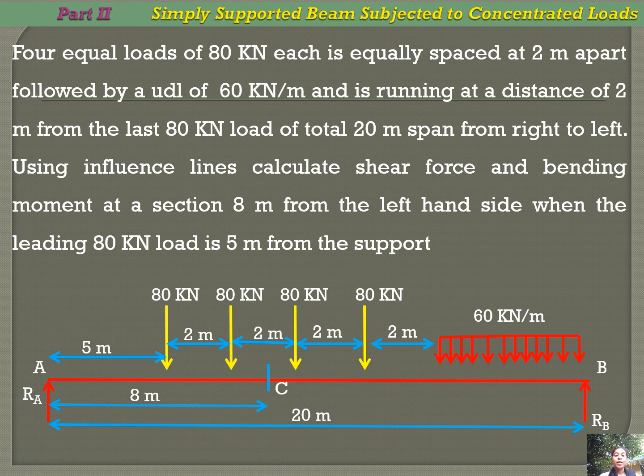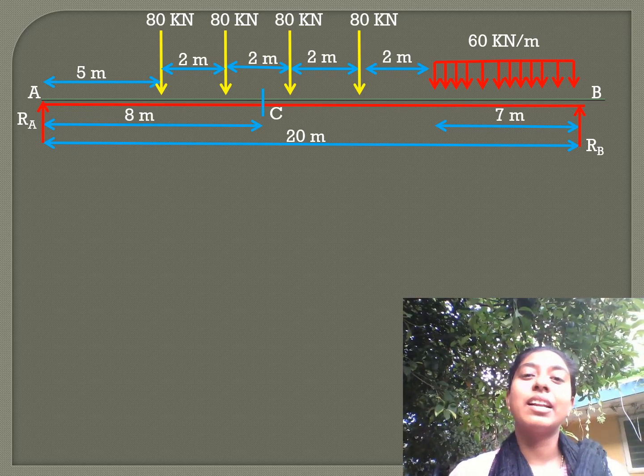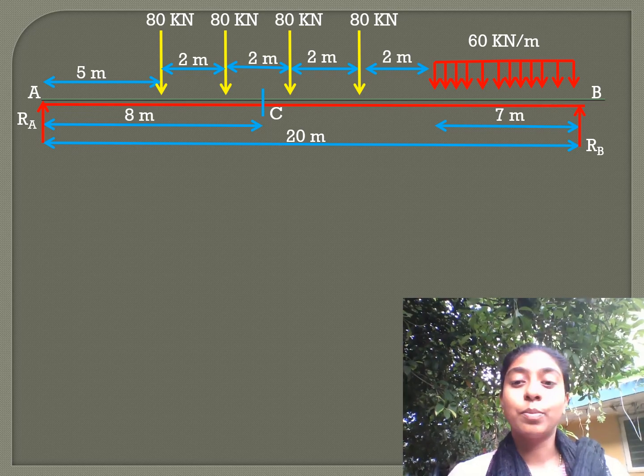So the UDL will be for a span of 7 meter, because the condition given is followed by an UDL of 60 kN per meter running at a distance of 2 meter from the last 80 kN load. We do not know for how much length, so we will assume that from the distance of 2 meter from the last 80 kN load, it continues till the end of the support. Now, this is our given problem. All the conditions are marked in the simply supported beam.